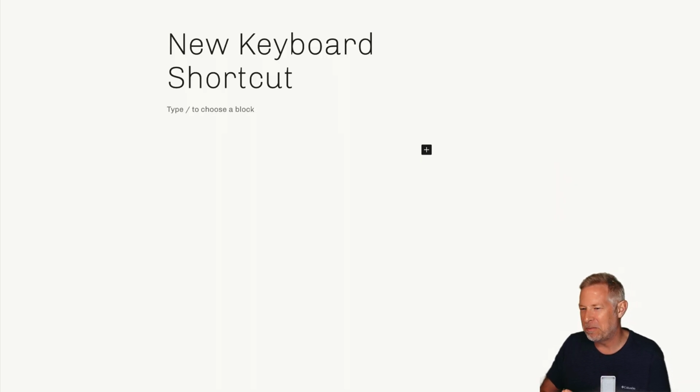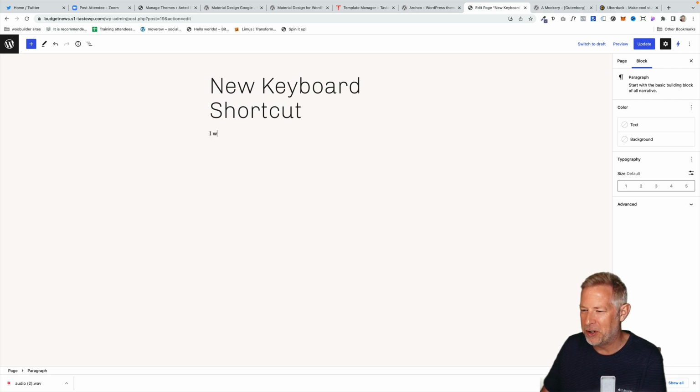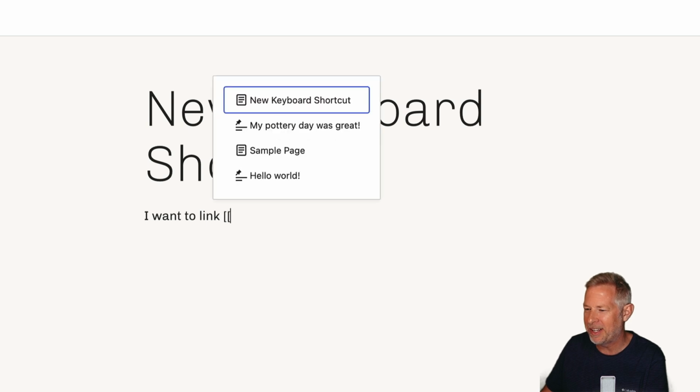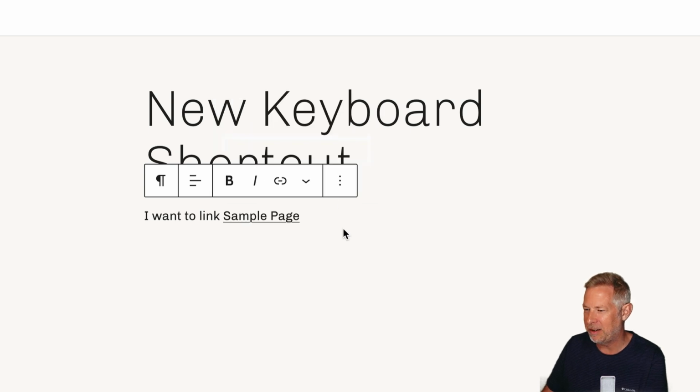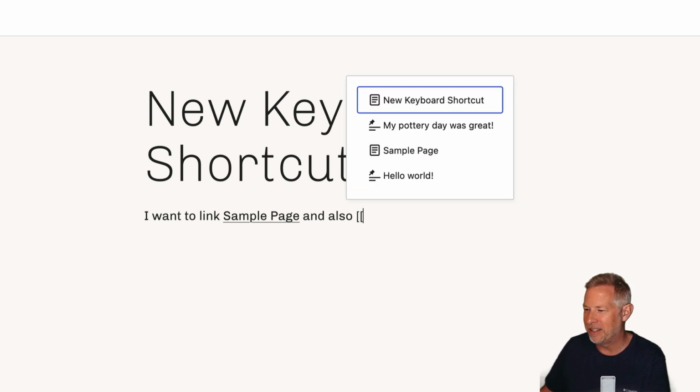Right, the final Gutenberg-related piece of news this week is a new shortcut, which I'm going to show you now, which is a shortcut to create links easily and in line when you're creating your WordPress posts and pages. Here's the shortcut. So you just type as you normally would. So I'm typing, I want to link to, and then you type two square brackets, and then it'll bring up a list of things that you can link to. So if I want to link to my sample page, I can do that. Let me show you that one more time. And also I'm going to put two square brackets, and I'm going to link to Hello World.